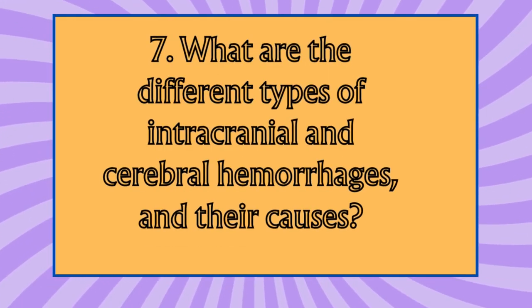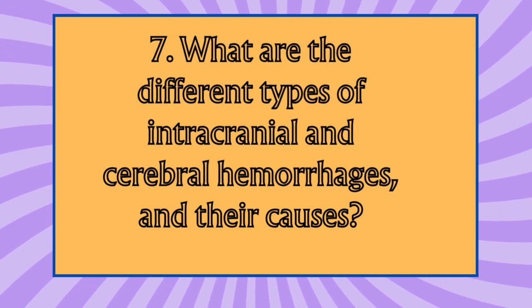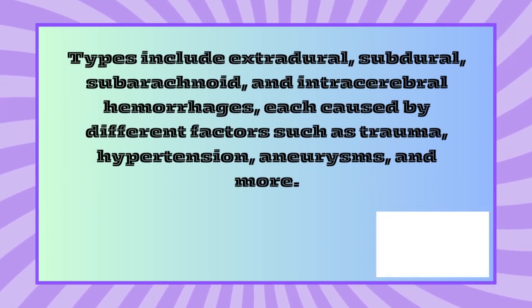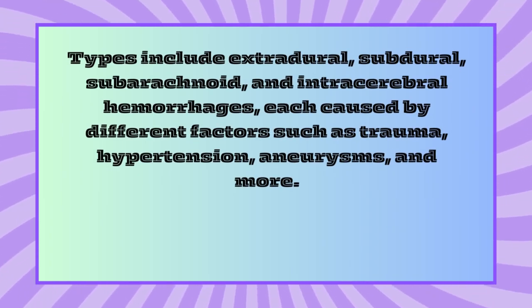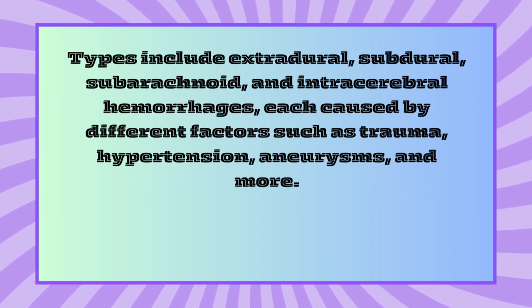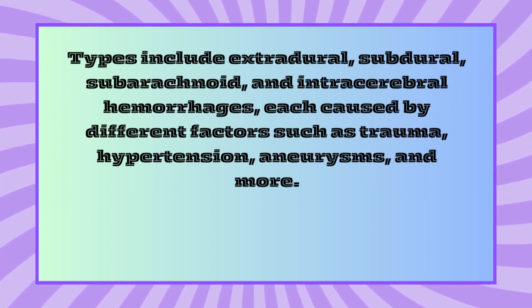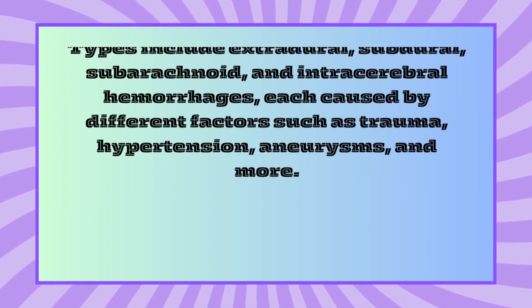7. What are the different types of intracranial and cerebral hemorrhages and their causes? Types include extradural, subdural, subarachnoid, and intracerebral hemorrhages, each caused by different factors such as trauma, hypertension, aneurysms, and more.